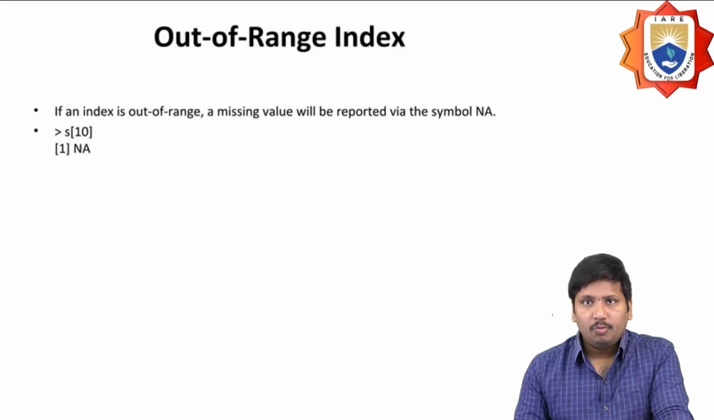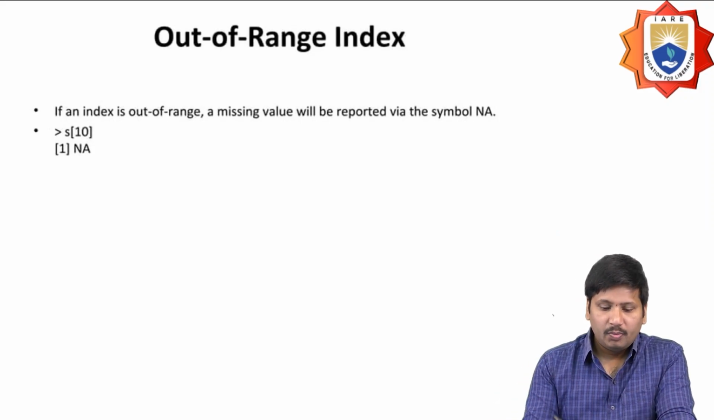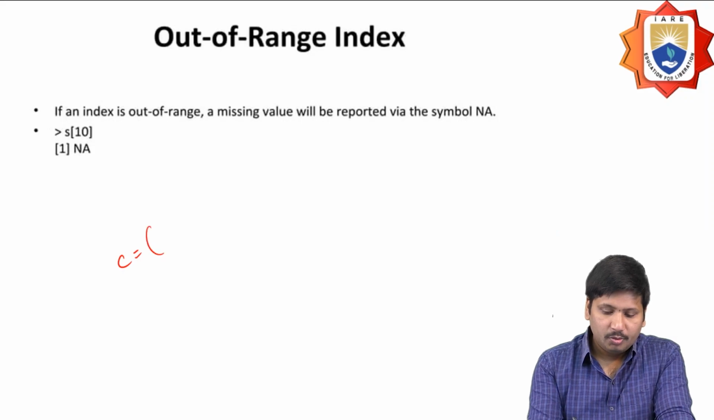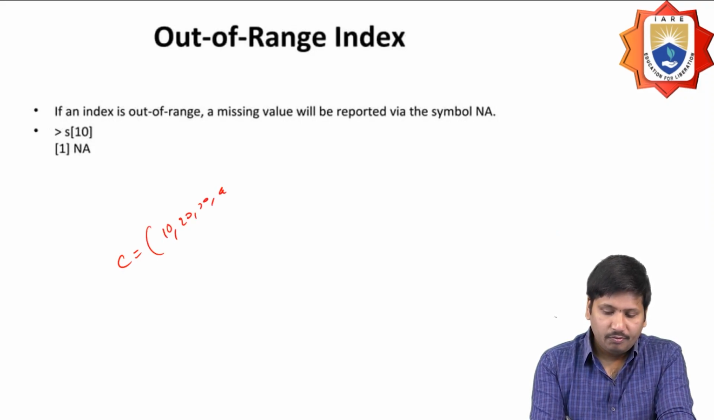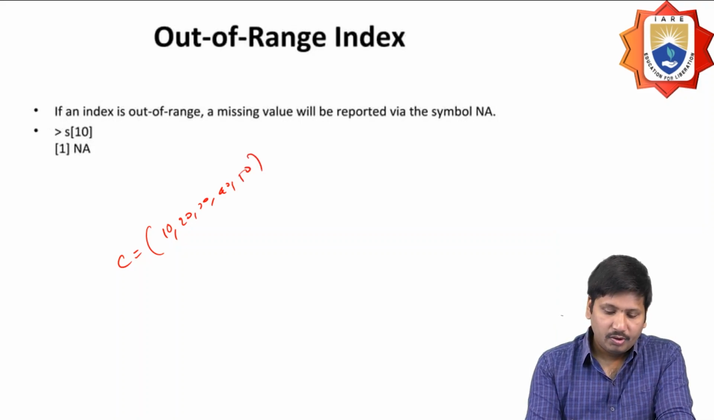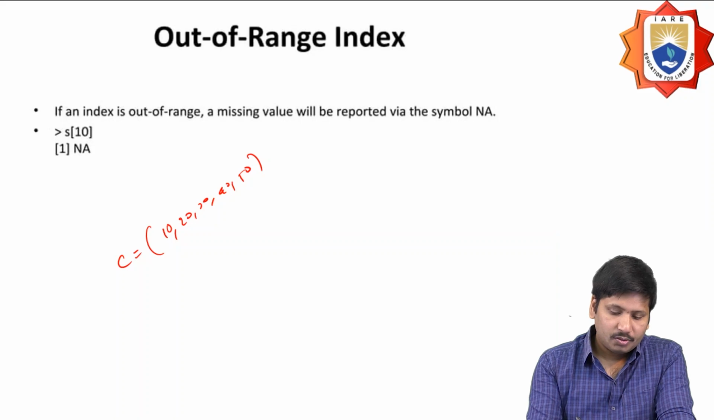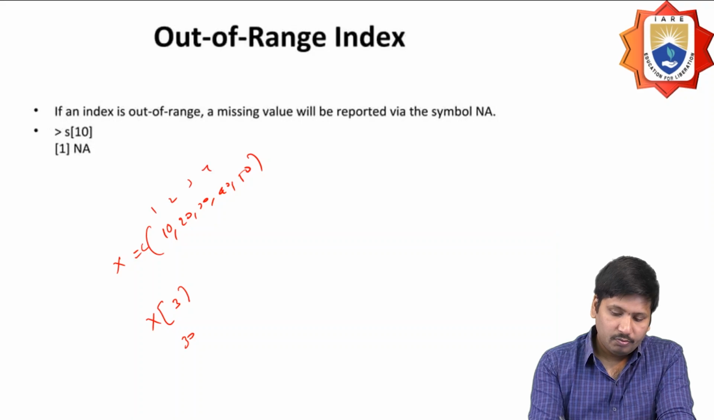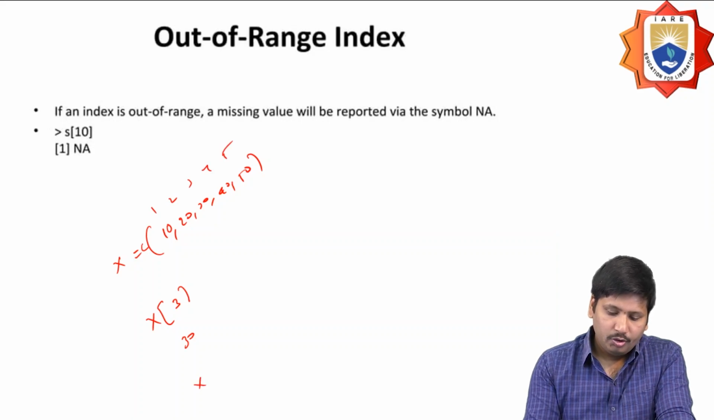Now, out of range. Suppose I access a value out of range. Suppose I write 10, 20, 30, 40, and then 50. For an out of range index, if I write x equal to this vector, then x of 3 means I can get 30. So 1, 2, 3, 4, 5. If I write x of 5, that should be 50.